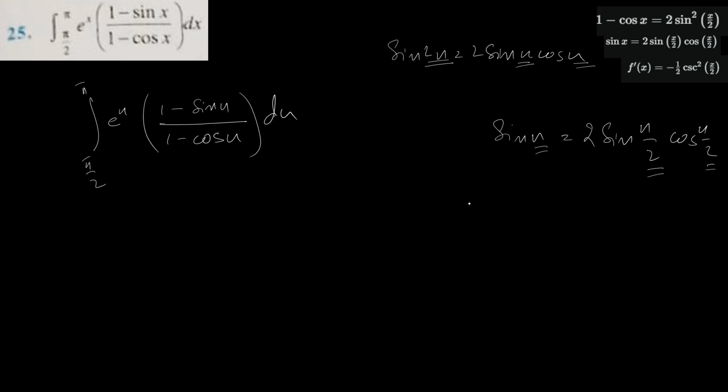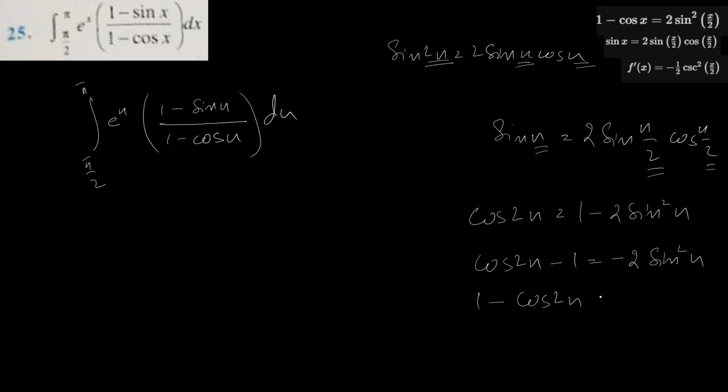And again, cos 2x is 1 minus 2 sine square x. So if this 1 comes to the left hand side, cos 2x minus 1 is equal to minus 2 sine square x. If I multiply both sides by minus, it will become 1 minus cos 2x equals 2 sine square x. So here, this is 1 minus cos x. For cos 2x it is sine square x. Therefore for 1 minus cos x it will be 2 sine square x by 2.